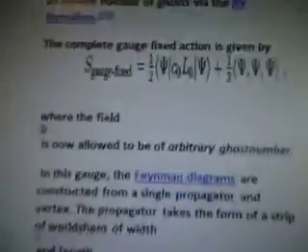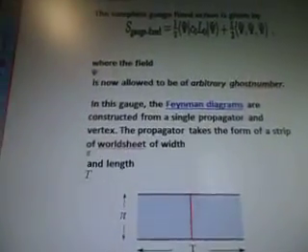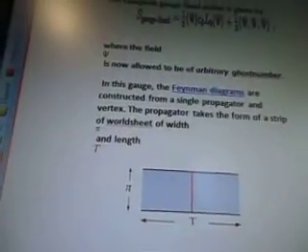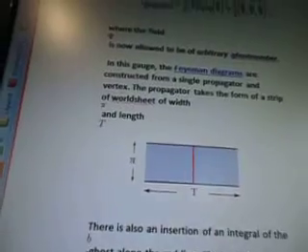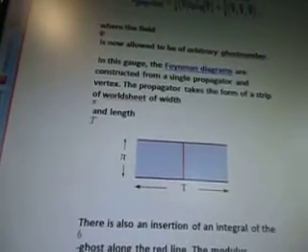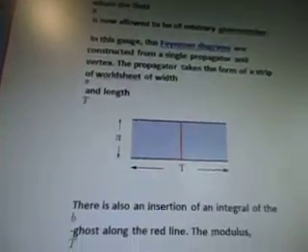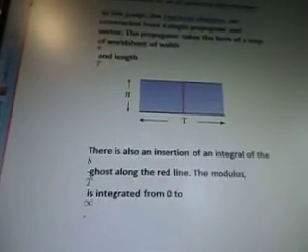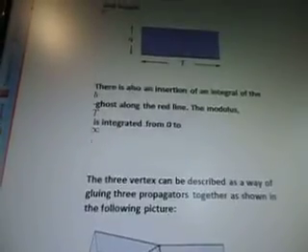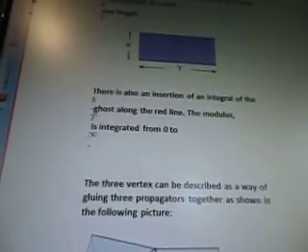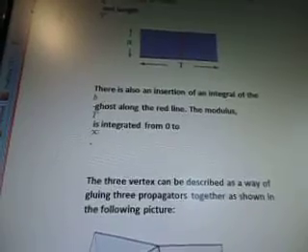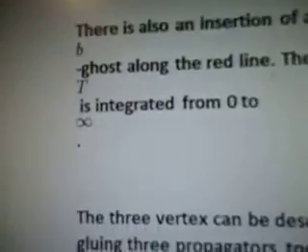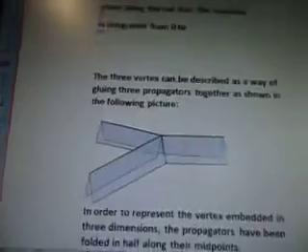So the complete gauge fixed action is given by this equation, where the field, a little thingy there, is now allowed to be of arbitrary ghost number. In this gauge, the Feynman diagrams are constructed from a single propagator and vertex. The propagator takes the form of a strip of worldsheet of width pi and length t. There's also an insertion of an integral of the B ghost along the red line. The modulus t is integrated from 0 to infinity.